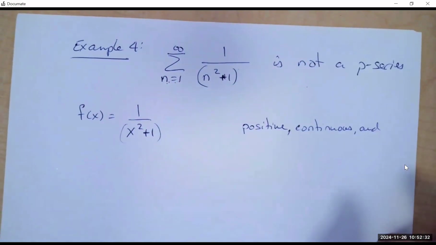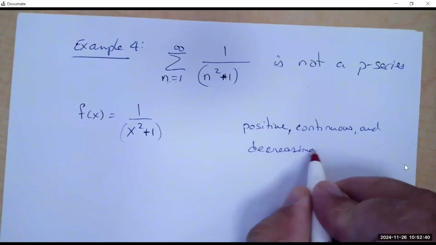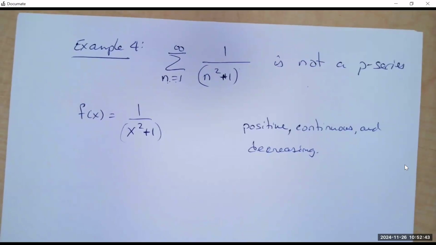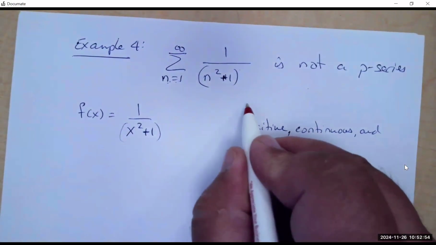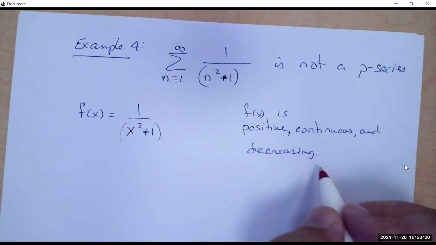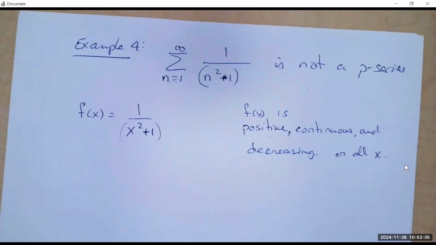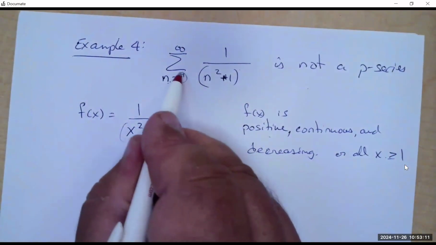And the third condition, is it decreasing? As x gets bigger, does it get smaller? So those are all part of the conditions that we had to talk about. So f of x is positive, continuous, and decreasing on all x bigger than or equal to 1, because that's what we're starting off with.